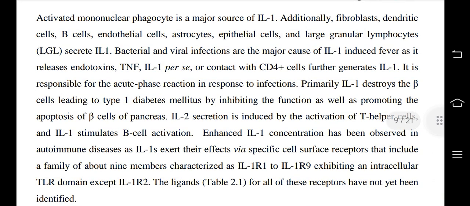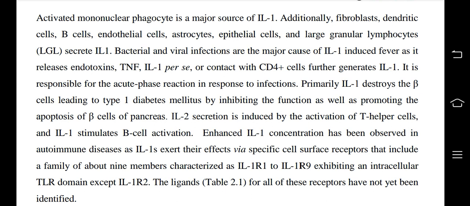Activated mononuclear phagocyte is a major source of IL-1. Additionally, fibroblasts, dendritic cells, B cells, endothelial cells, astrocytes, epithelial cells, and large granular lymphocytes secrete IL-1. Bacterial and viral infections are the major causes of IL-1 induced fever as it releases endotoxins, TNF, IL-1 per se, or contact with CD4 plus cells further generate IL-1. It is responsible for the acute phase reaction in response to infections.